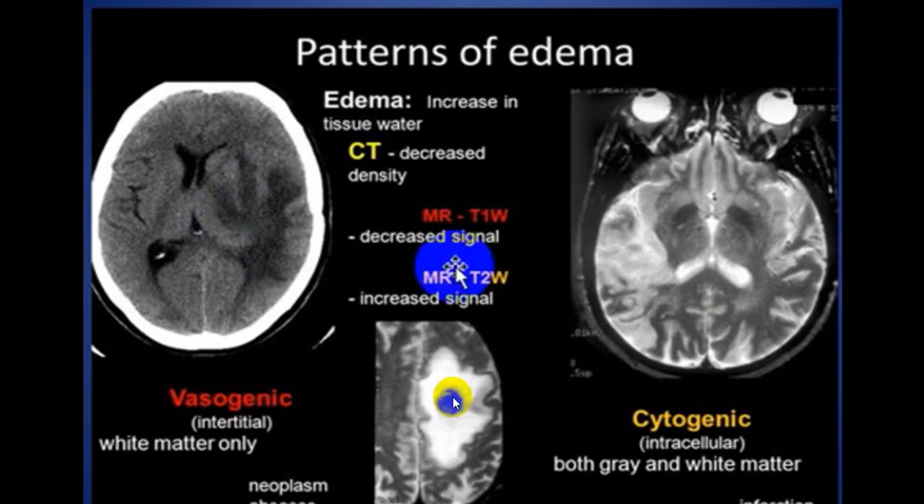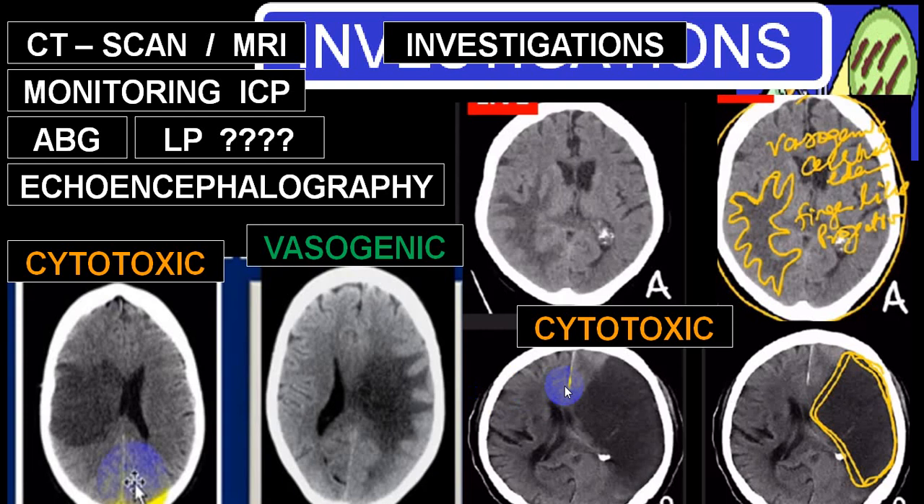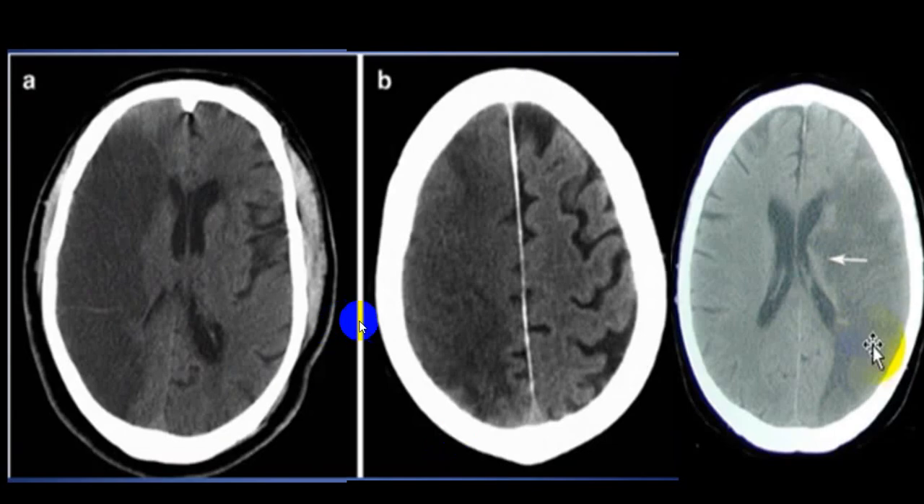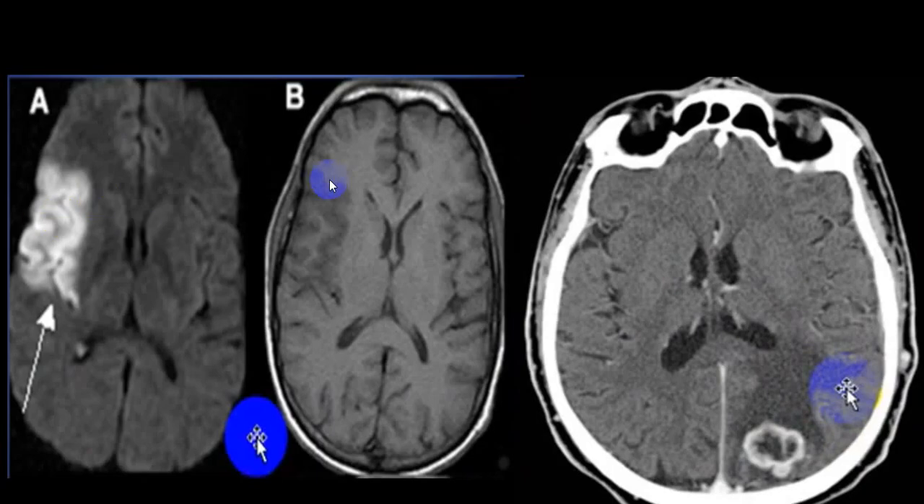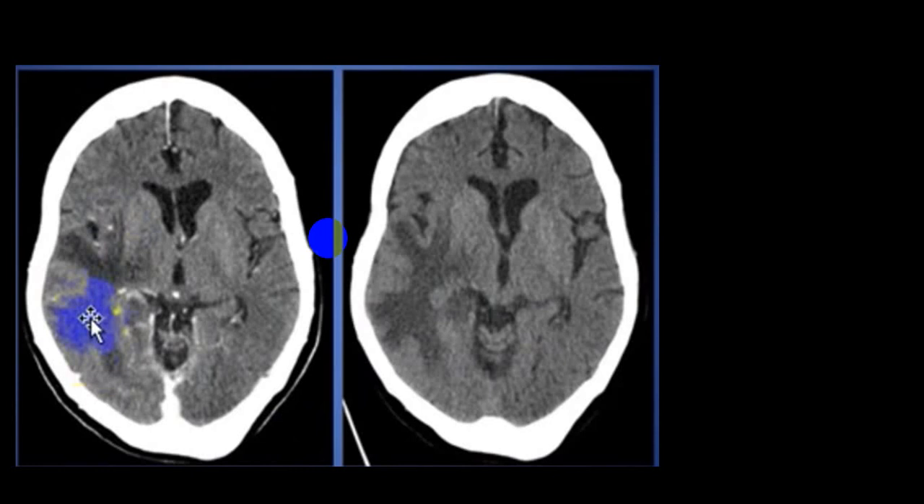And when you see here, this is some neoplasm or abscess and surrounding area, so this will be vasogenic. Again, you can see this, a very big area, so this will be cytotoxic. You can see this again, this is like an infarct, cytotoxic. This is finger-like, so vasogenic.